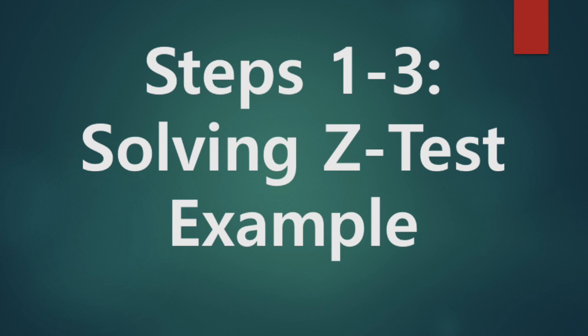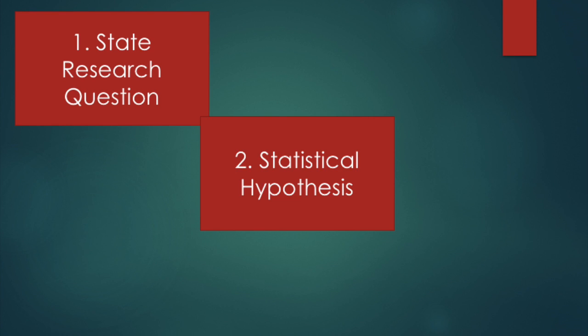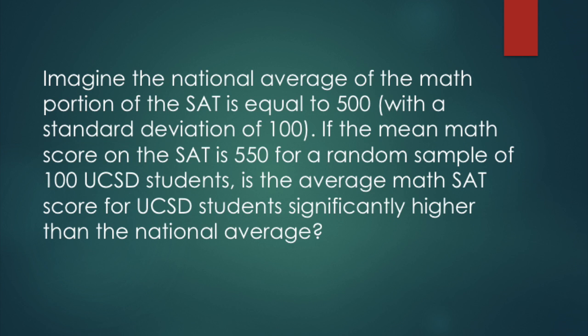In the following example, we will apply our knowledge of z-test for population means by solving for the first 3 steps of the hypothesis testing, which are state your research question, provide statistical hypothesis, and state your decision rule. I will now give you some time for you all to read the following example.